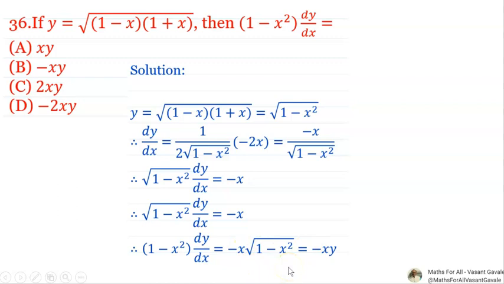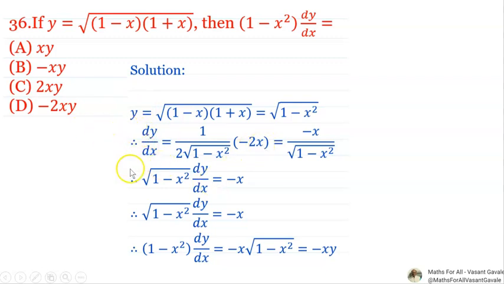But what is the value of root of 1 minus x square? That is equal to y. And hence 1 minus x square into dy by dx is equal to minus xy. And hence the option B is the correct one. Easy question आहे. फक्त त्या टाइप मध्ये तुम्हाला ते एक्सप्रेस करता आलं पाहिजे.